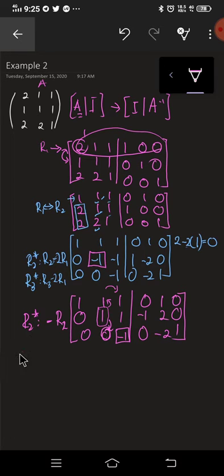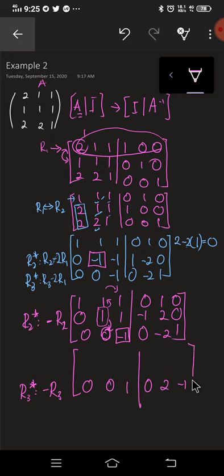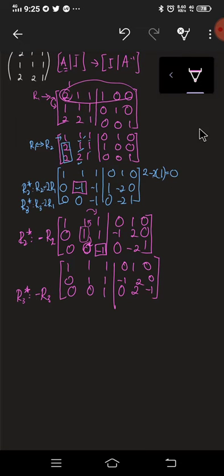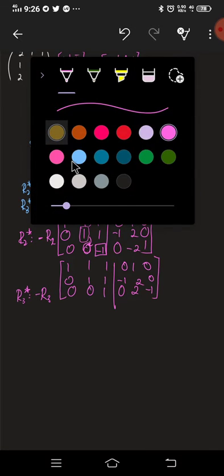So what we can do, we just do the same thing as the row 2 previously, which is the new R3 is equal to negative of the previous R3. So you multiply with negative, so what we get is 0, 0, 1, and then 0, 2, negative 1. And then copy it for other rows. So 1, 1, 1, 0, 1, 0, 0, 1, 1, negative 1, 2, 0.